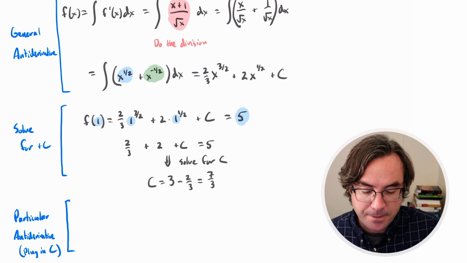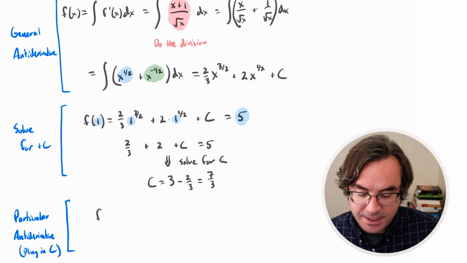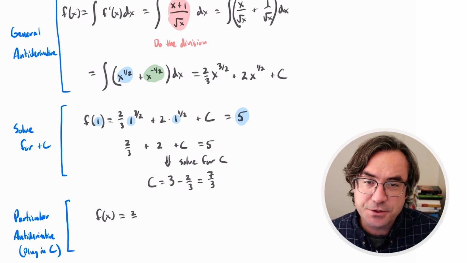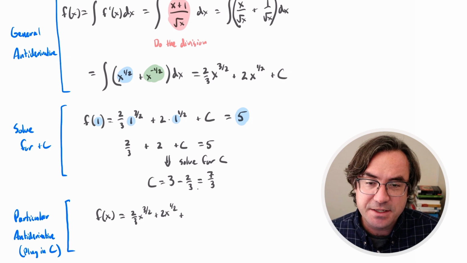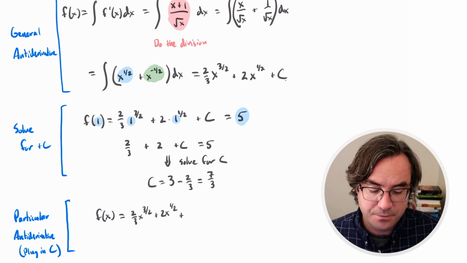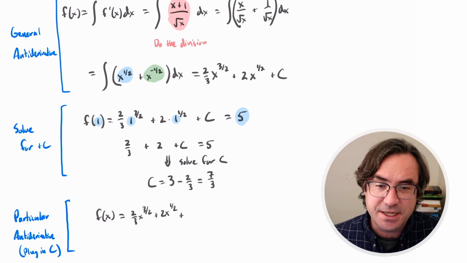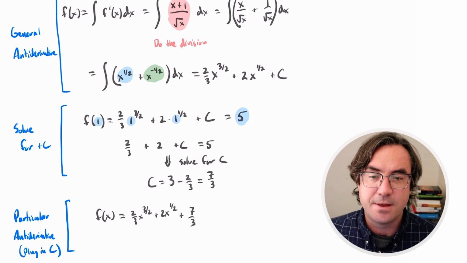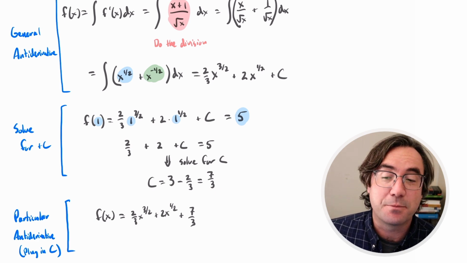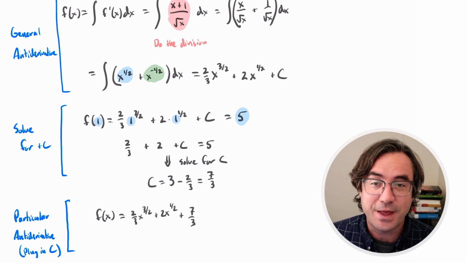All right, so we found that the general antiderivative, little f of x, what was it? It was 2/3 x to the 3/2 power plus 2 x to the 1/2 power. And then instead of our c value, we actually know what c is. So we can put 7/3 here. And we have our particular antiderivative. So that's our answer.